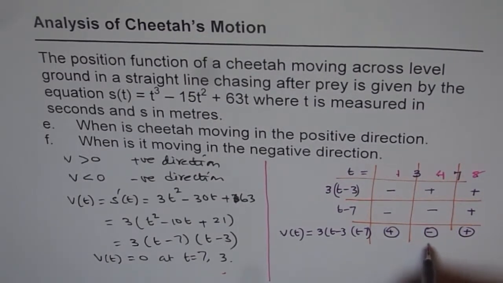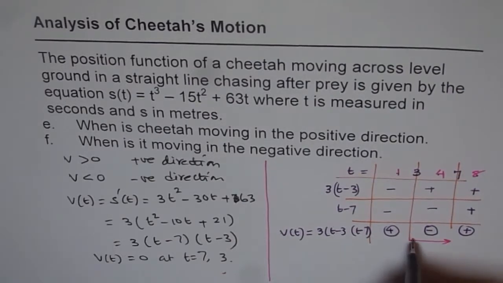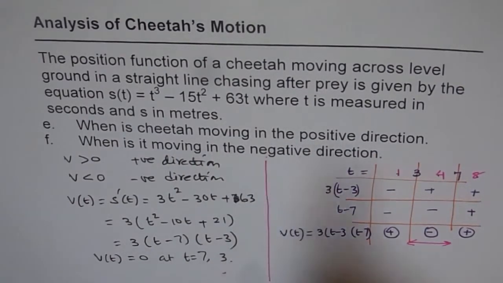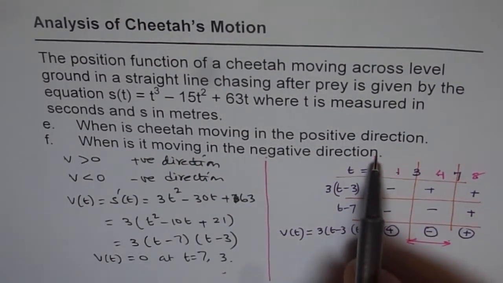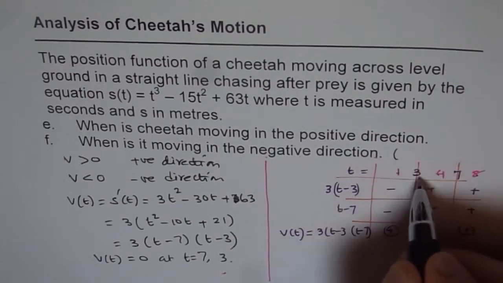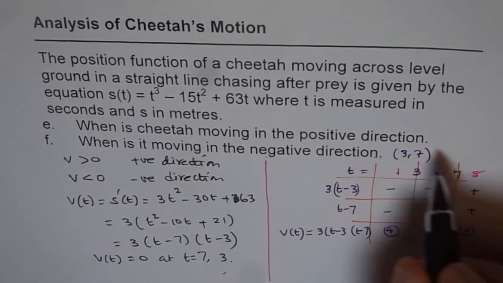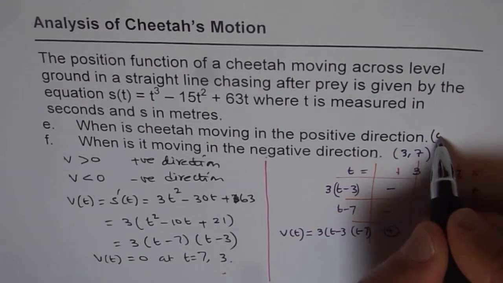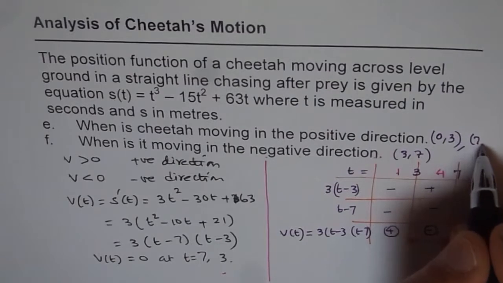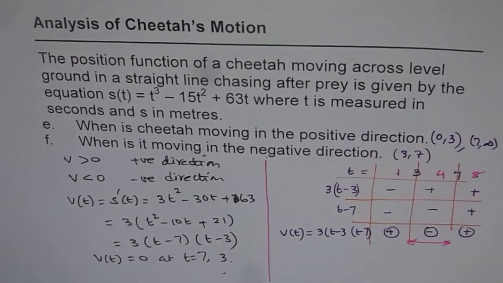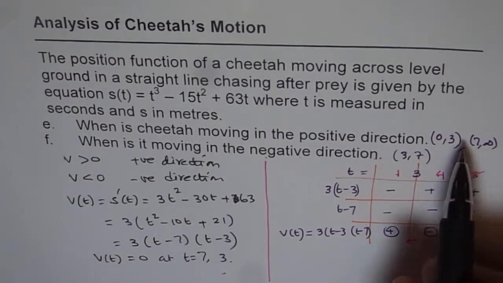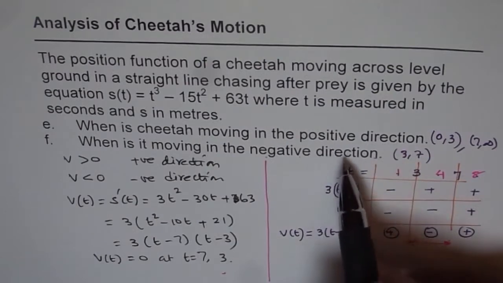That means clearly that the middle part is negative. So during this negative portion, what is happening? This is the portion where the cheetah is moving in the negative direction. So it is moving in the negative direction when t is between 3 and 7. And it is moving in the positive direction when t is from 0 to 3 and from 7 onwards. We can write infinity for the time being. So these are the intervals when the cheetah is moving in the positive direction and in the negative direction.